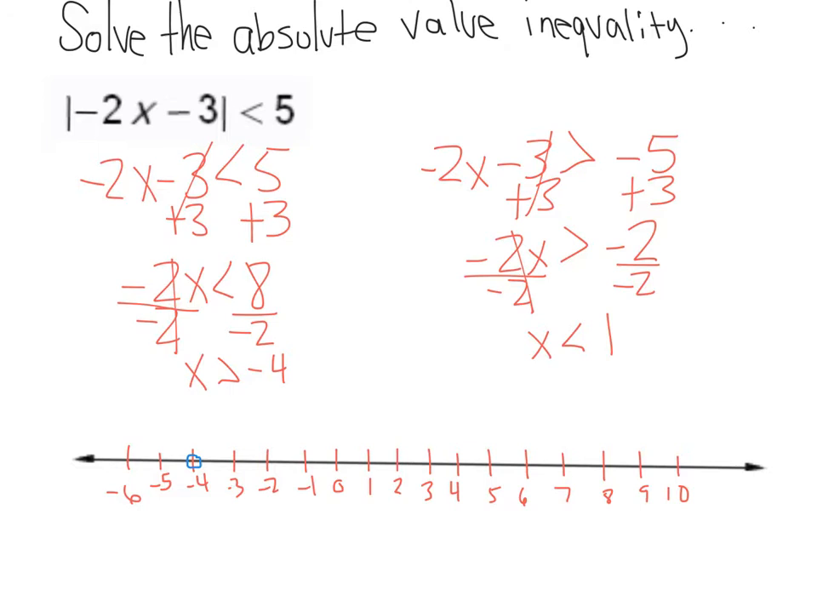And these are all the numbers that are greater than negative 4. So I'm going to be going to the right. And then for the second one, x is less than 1. So again, open point. And it's going to be an open point at positive 1. And these are all of the numbers that are less than 1. So that means I'm going to be going to the left.